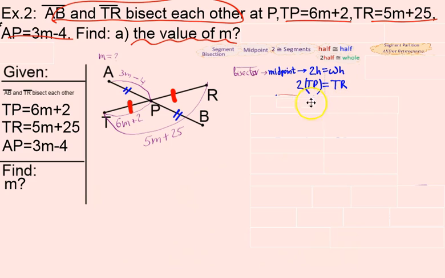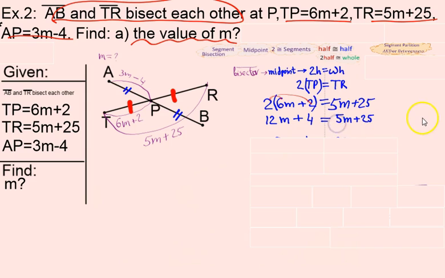Let's do the substitution of algebraic statements. Please continue. TP is 6m plus 2 and the right side. Okay. Then, of course, distributive property. The left side converts into 12m plus 4. No change to the right side.